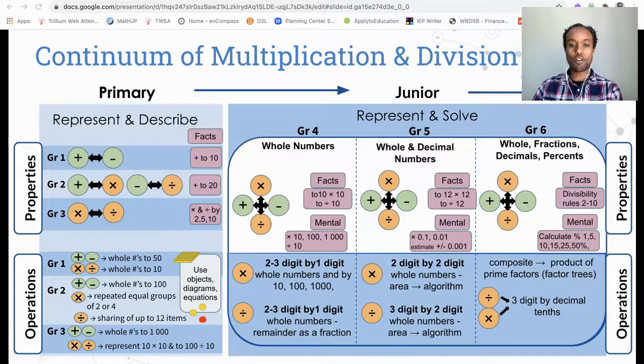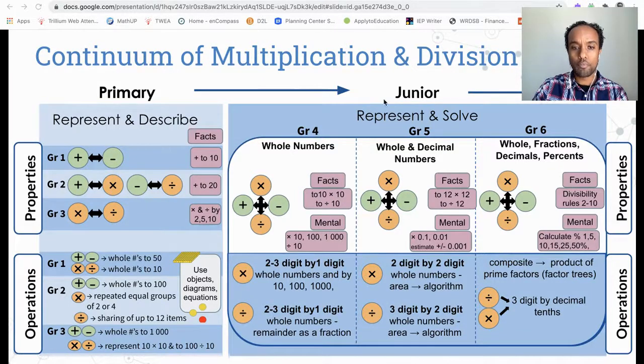In grade 6, students are multiplying and dividing up to 3-digit by decimal tenths, so that the focus becomes that decimal value multiplication and division. They're also working with factor trees, composite numbers, and prime numbers. Let's head back to the curriculum site and explore some teacher supports.